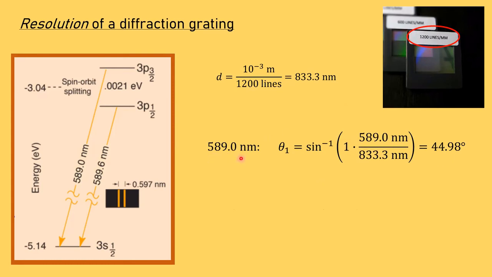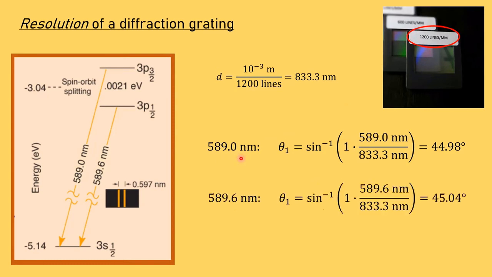And then let's see how much different the angle is for the first diffraction order for the other wavelength. So this was the lower wavelength. Let's now try 589.6. So the number up top here has to change.